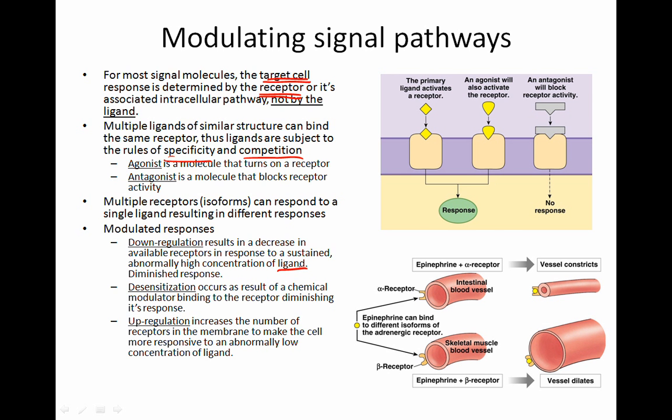Upregulation would be just the opposite, where the modulator comes in and causes an upregulation of receptor. In other words, abnormally low concentration of ligands.